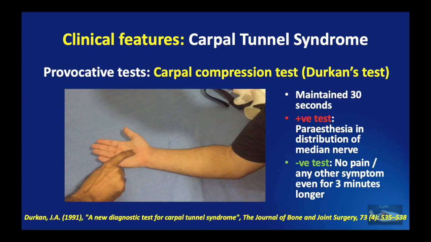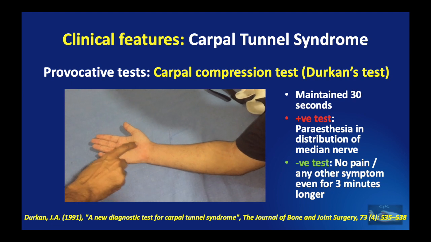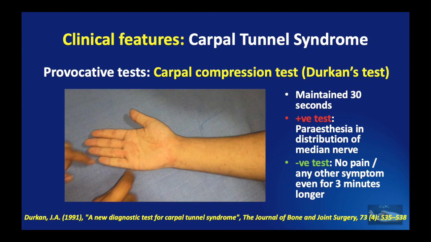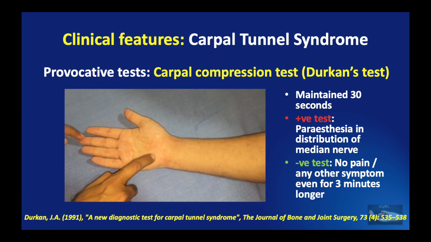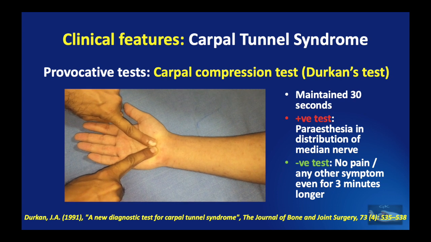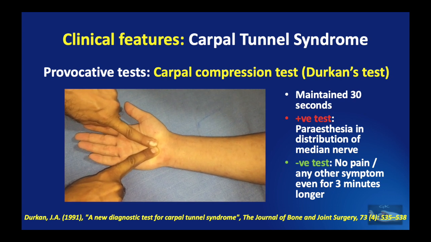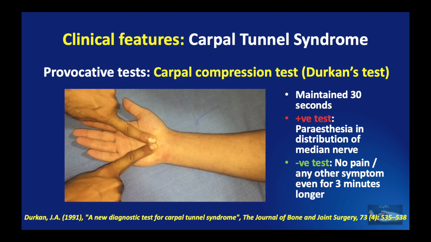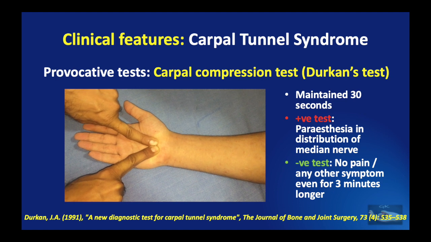The carpal compression test or the Durkan's test is done by applying pressure over the area of the flexor retinaculum on the palm. This should be maintained for a minimum of 30 seconds. A positive test is when paresthesia is noted in the distribution of the median nerve by the patient. A negative test is when there is no pain or any other symptom even for 3 minutes or longer.